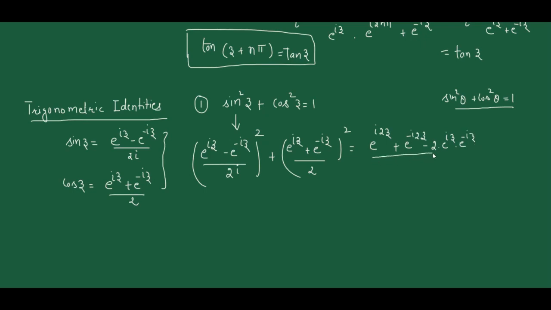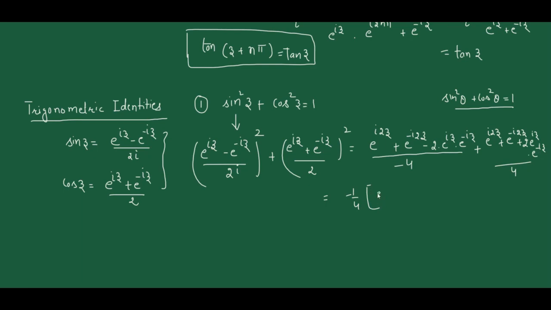And in the denominator of the first factor, what you have is minus 4, because 2 iota square will be minus 4. Similarly, you can expand the second expression as e raised to power iota 2z plus e raised to power minus iota 2z plus 2 times e raised to power iota z into e raised to power minus iota z, divided by 4. Okay, now collect minus 1 by 4 outside.